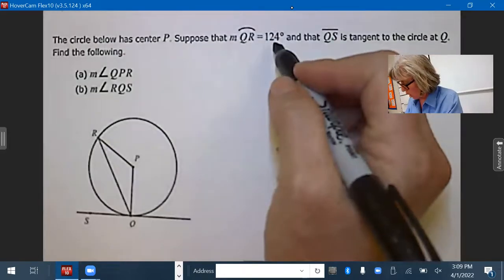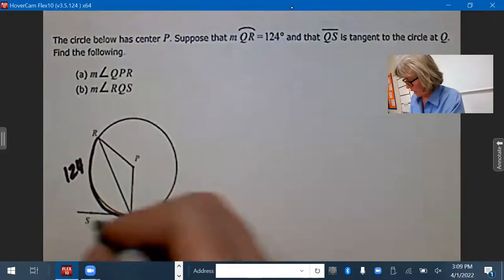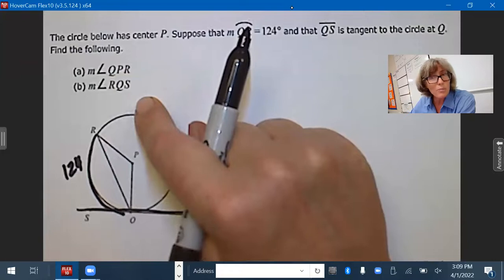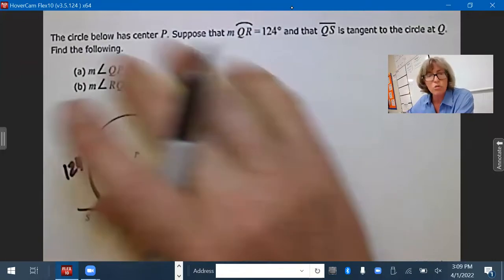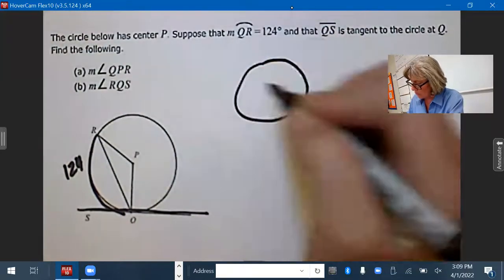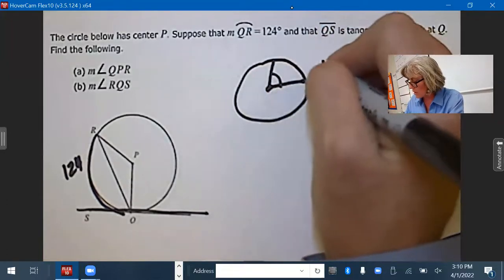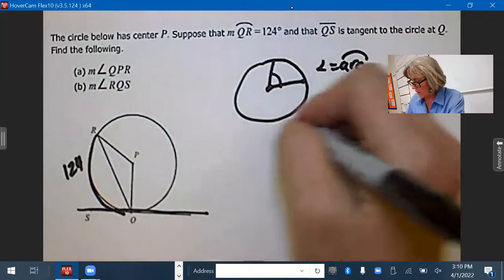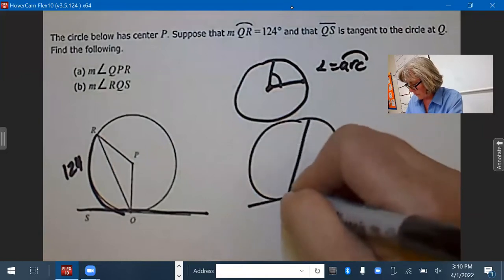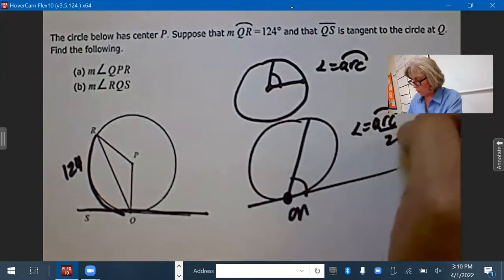All right, it says that QR is 124, and QS is a tangent. I highly recommend that when ALEKS tells you to find something, do not just look for these two. Focus only on the diagram. You've got two things at play here. First, you have central angles, and the measure of a central angle to the arc is the same. And then you have a tan chord angle, which is an on, and for that one, angle equals arc over 2.